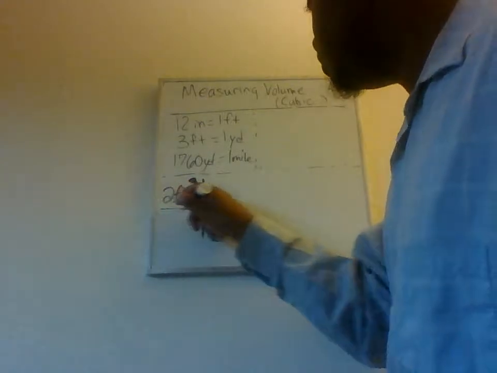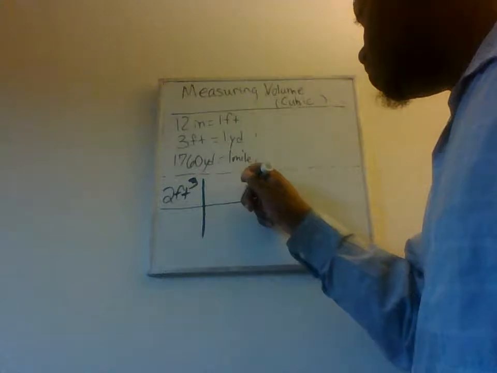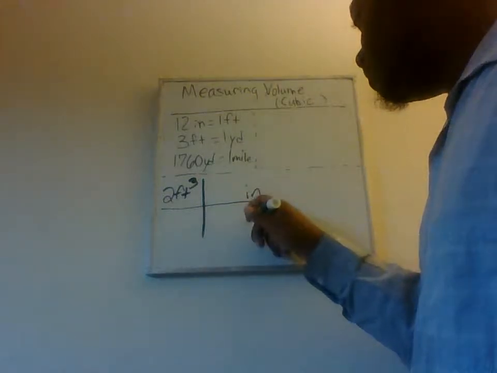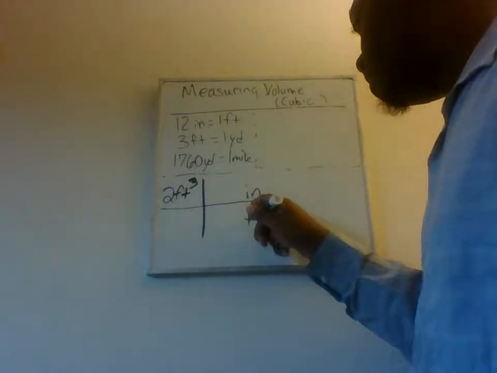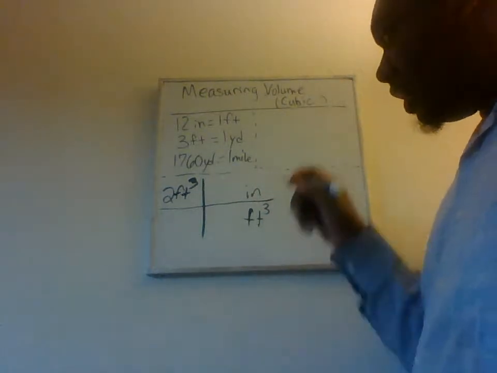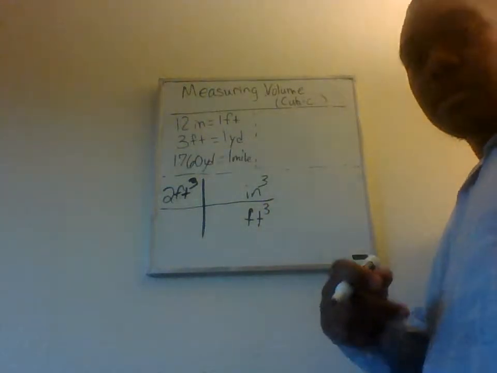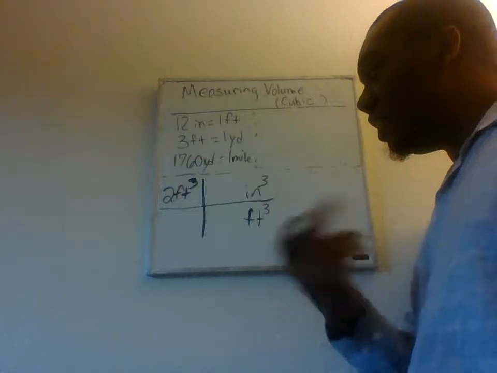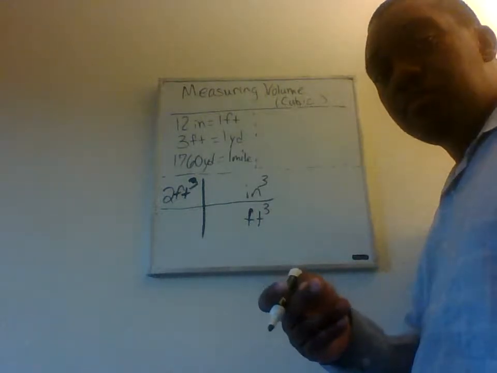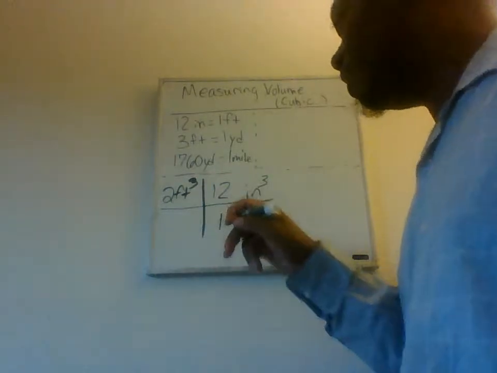Well, luckily, we know that if we're doing this, our inches will go up here, our feet will go down here. But since we're dealing with cubic feet, we need to cube this number. Since we're changing it to inches, it's going to be cubic inches. Well, how many inches are in a foot? Okay, well, we know there are 12 inches in 1 foot.